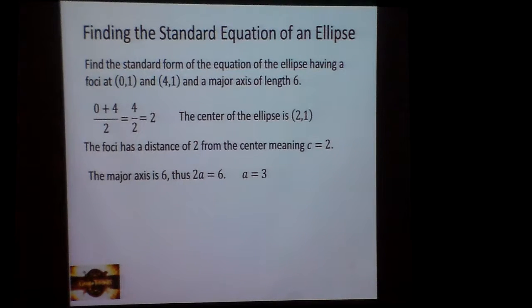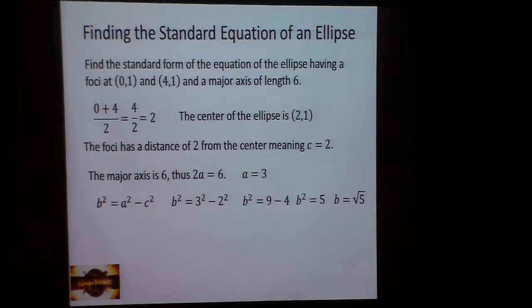So here's what I know. I know C, and I know A is 3. I need to know B. Well, how can I find B? Remember, A squared is equal to B squared plus C squared, so B squared will equal A squared minus C squared. So I can take my A value and plug it in, minus the C value. So 9 minus 4. Now B squared is 5, so that means B is actually the square root of 5.